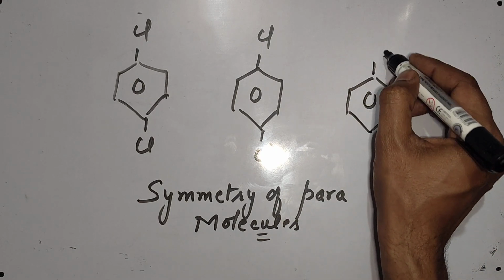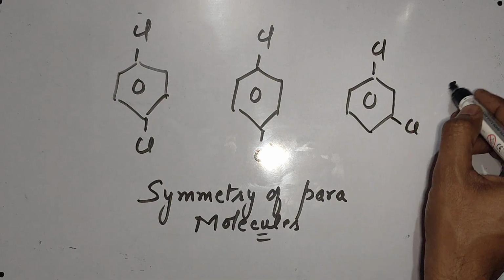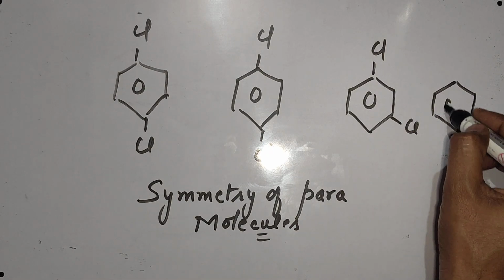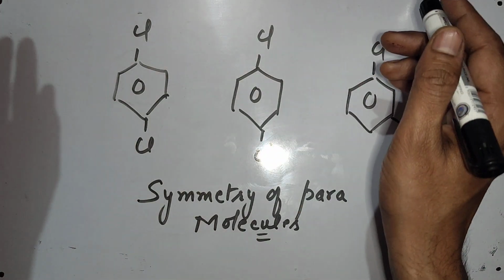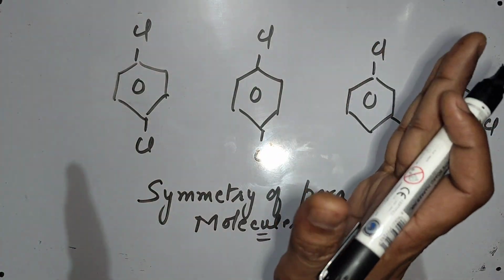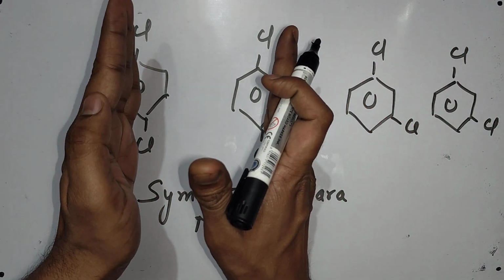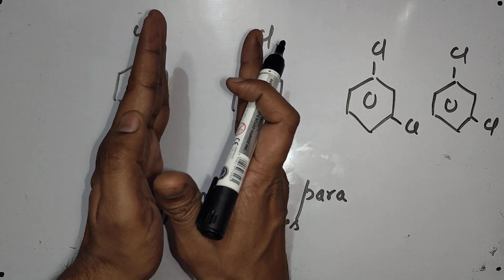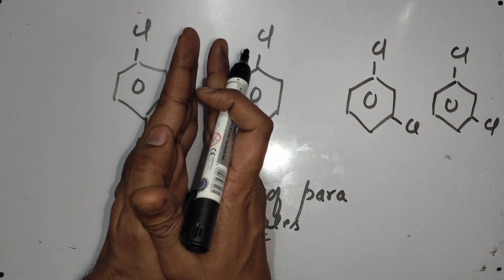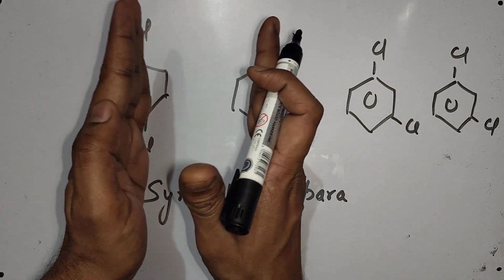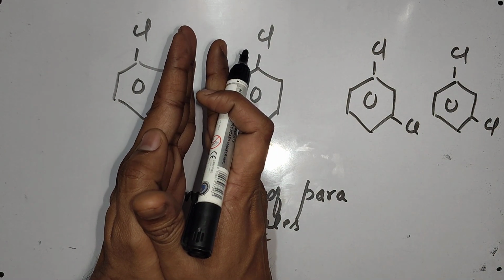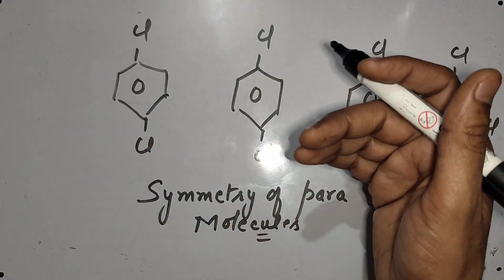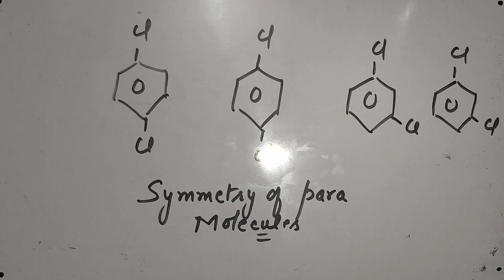Out of para and meta cases, para cases are more symmetrical. Due to their more symmetrical nature, the particles can go very close to each other, or you can say they can pack well. How can we check the symmetry? Look, it is very easy to check symmetry.